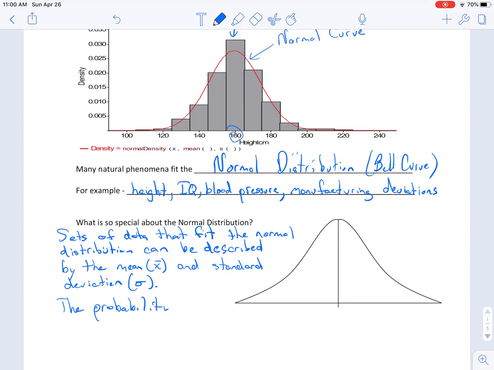And so what we're going to see is the probability of values on the normal curve can be easily calculated.